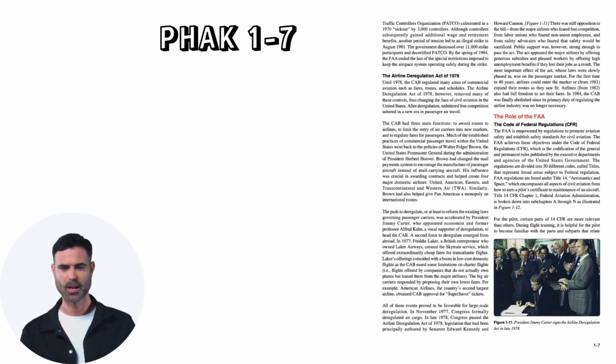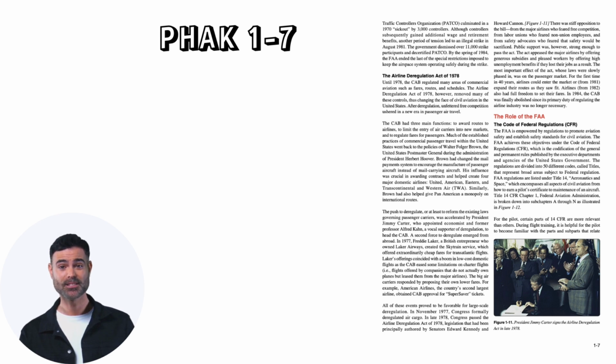The push to deregulate, or at least to reform the existing law governing passenger carriers, was accelerated by President Jimmy Carter, who appointed economist and former professor Alfred Kahn, a vocal supporter of deregulation, to head the CAB. A second force to deregulate emerged from abroad.